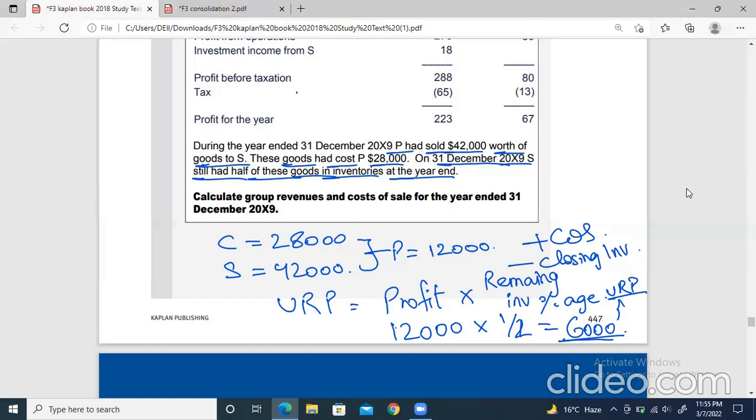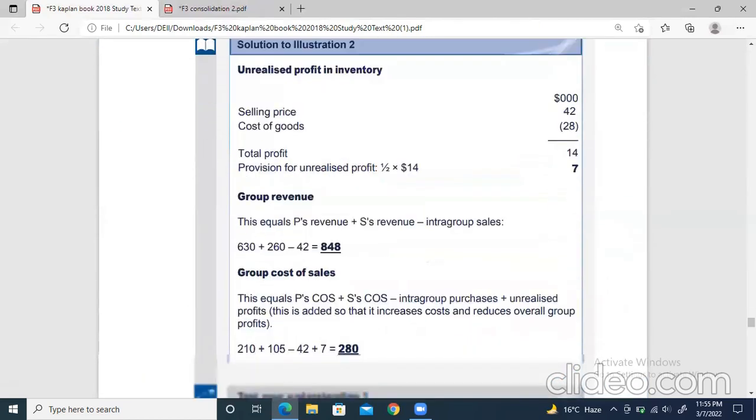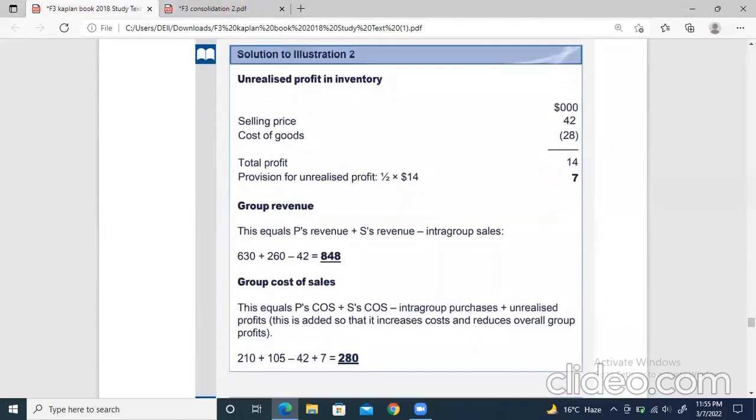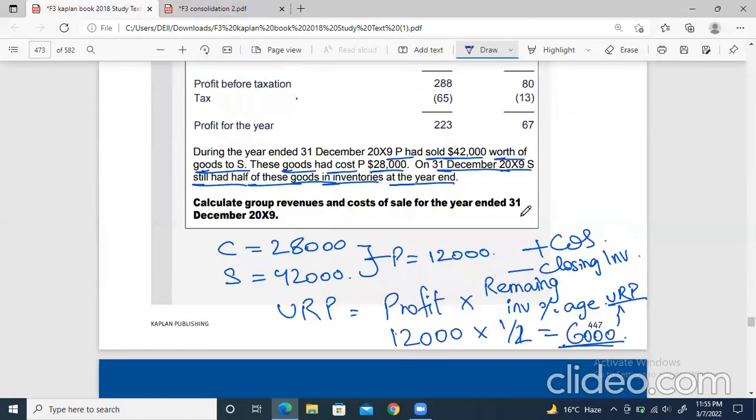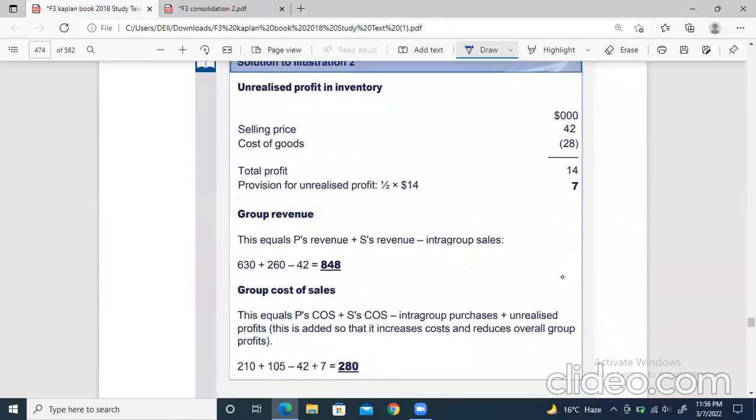Okay, so if you want to write anything, you can write. Now let's look at this solution as well. You can see that it has done the same thing over here, right? Now, the selling price was... sorry, I made one mistake. This was not 12. I should have calculated it. Sorry, it was 14,000. So the formula is right, but the calculation is wrong. This is 14. So 14 into 1/2 is 7,000. So 7,000 will be the unrealized profit. You can see the same thing it has done over here.